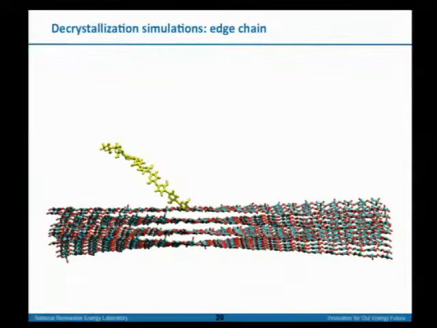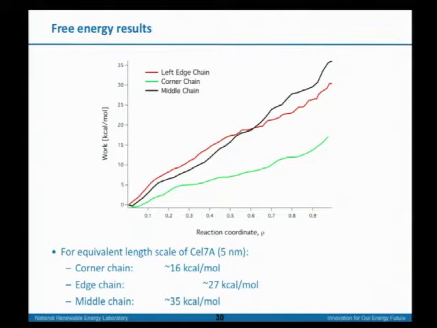There's something wrong here. When we went with the native contacts, we got the entropic part back, which turned out to be very important for the middle one. And we got three different curves. This is for the one at the top of the crystal, where there's no neighbors to it. So you'd expect that one to be the easiest to get out. So the price to pay for getting this one out is much lower than for the others.